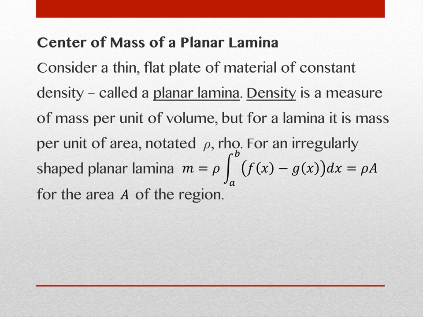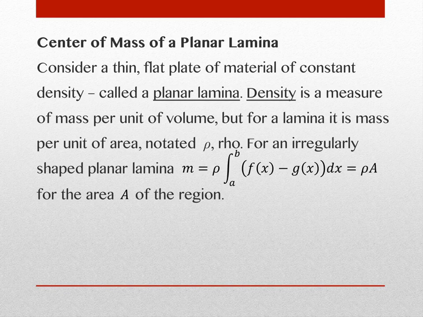That density, or that constant, let's see, where was I? Planar lamina. Density is a measure of mass per unit volume. For a lamina, it is mass per unit of area, notated rho. That's a Greek letter rho. It looks kind of like a lowercase scripty kind of p. For an irregular shaped planar lamina.